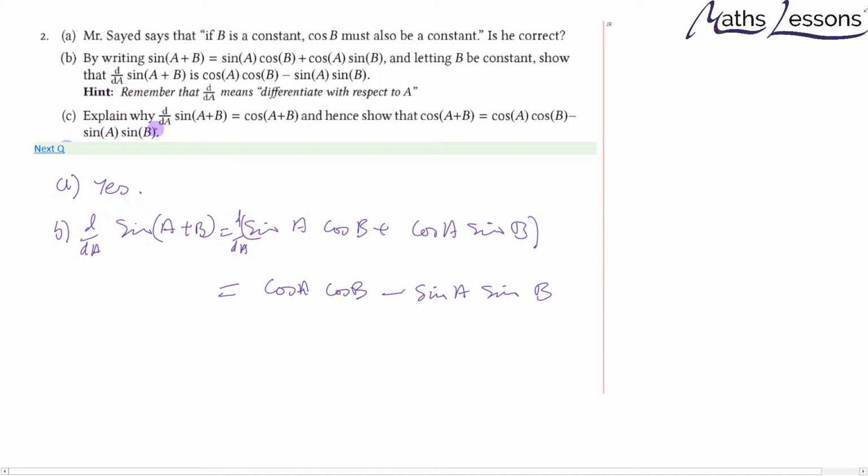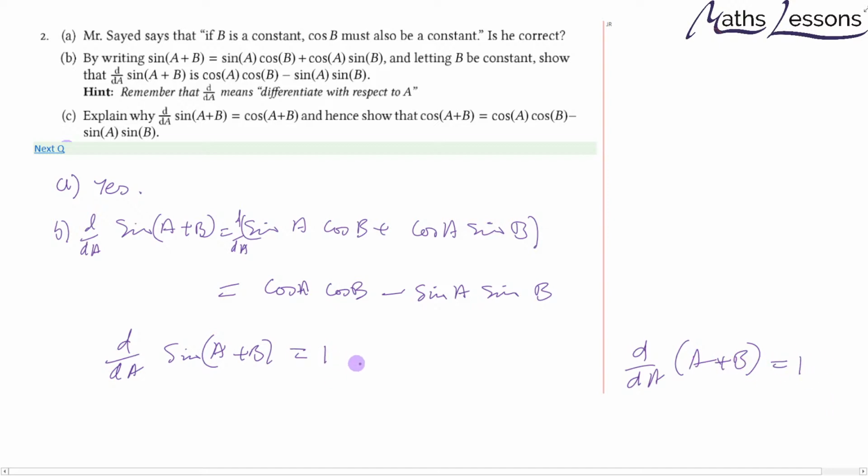Now we want to explain why d/da of sine(a plus b) equals cos(a plus b). Well, if we want to do d/da of sine(a plus b), remember we've got to do a chain rule. We've got a function inside here, a plus b. Now if we differentiate d/da of a plus b, and I'm assuming you can all do chain rule in your head, or at least on straightforward ones, d/da of a plus b is equal to 1. So that's what we're going to be multiplying by.